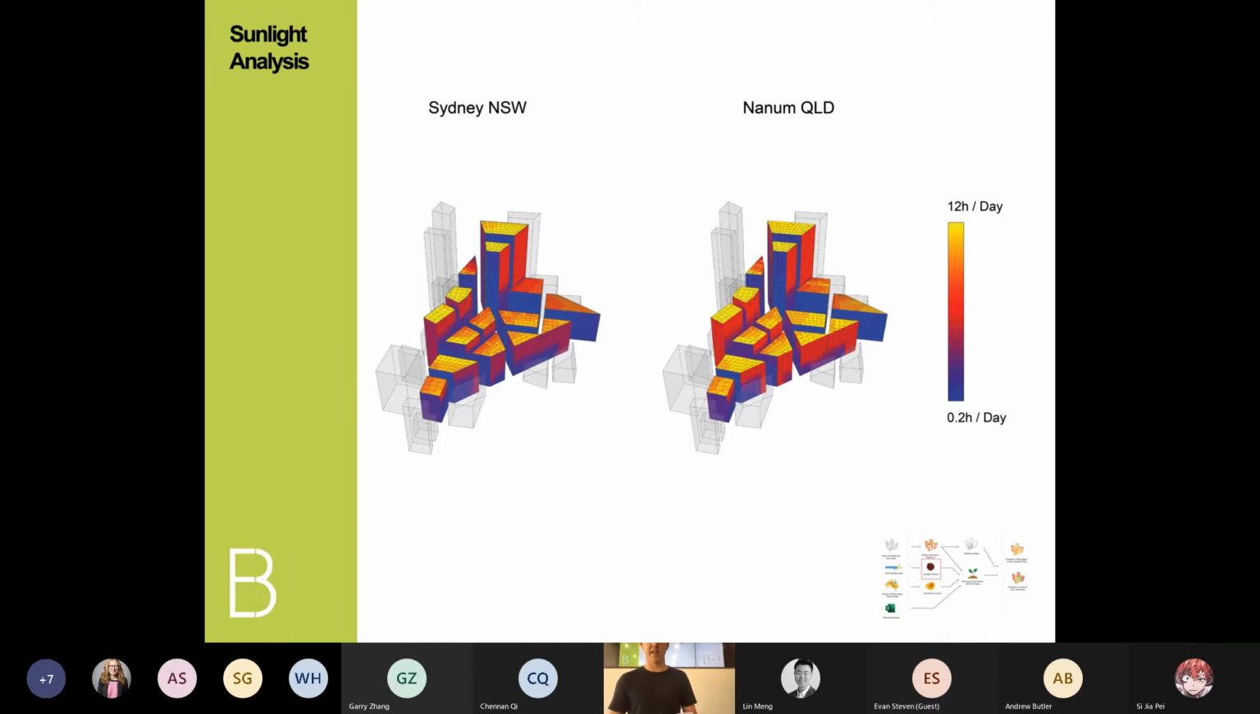We can tell that the sunlight analysis is working right because Nanham's site is overall getting more sun exposure than Sydney's site. This makes sense because Nanham is much closer to the equator than Sydney.